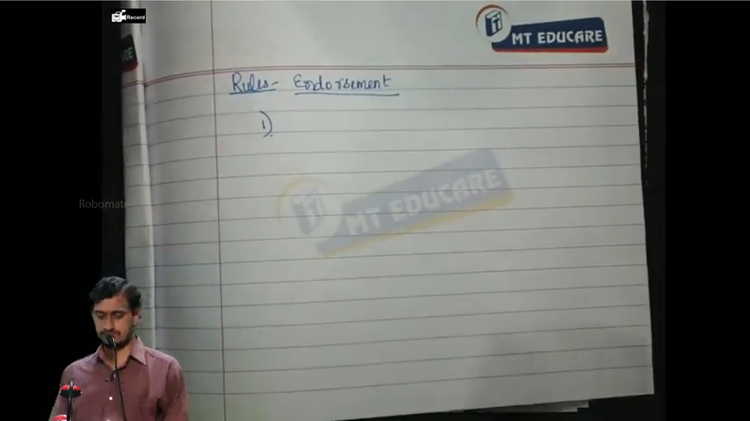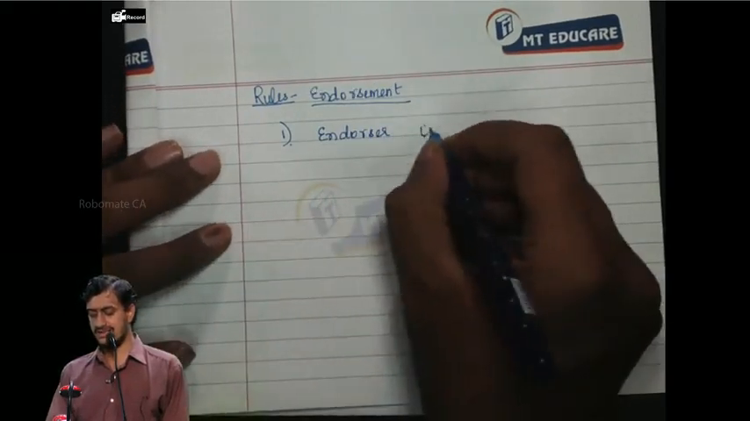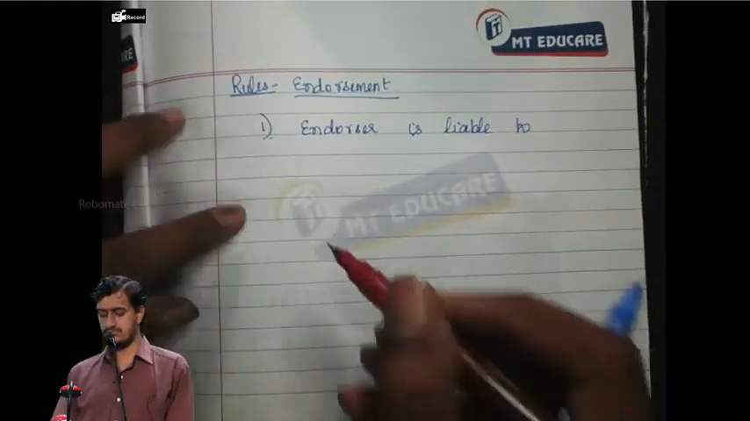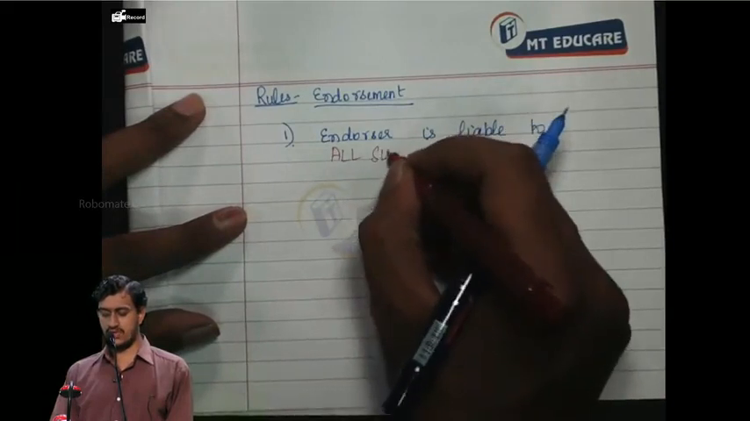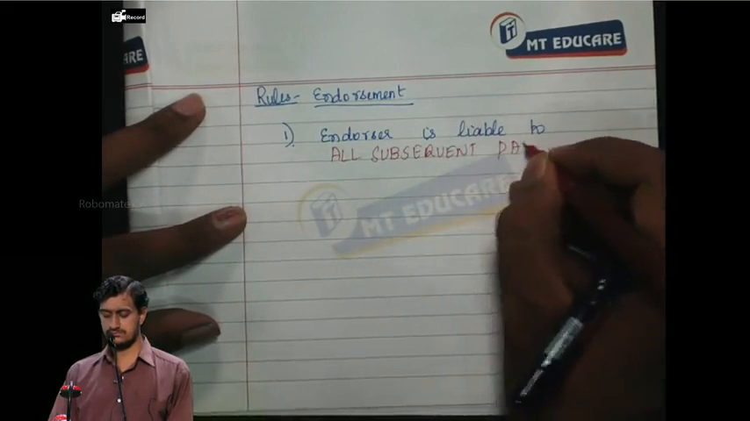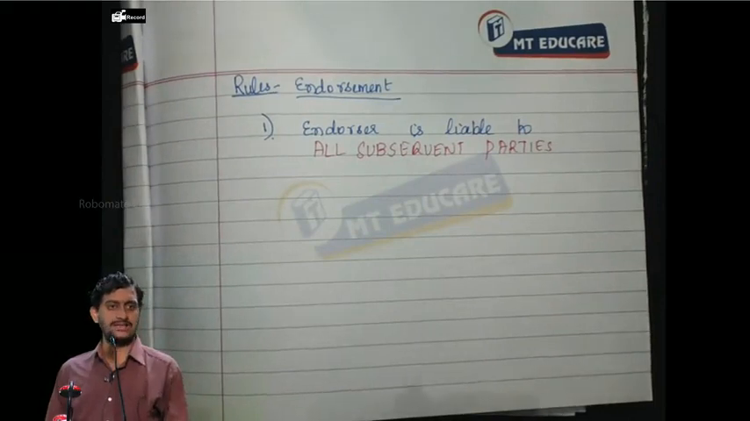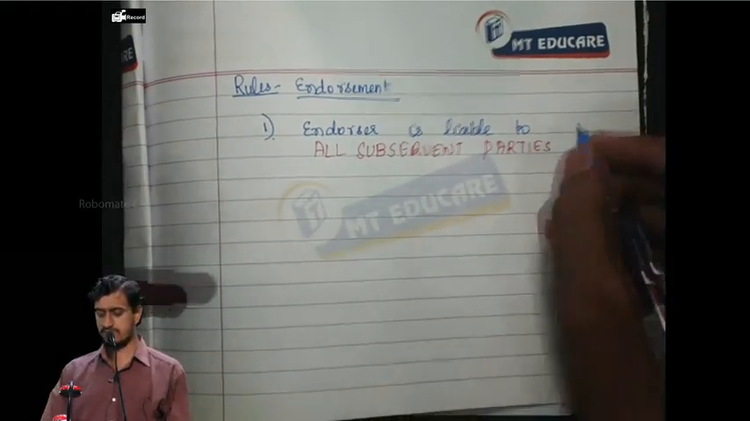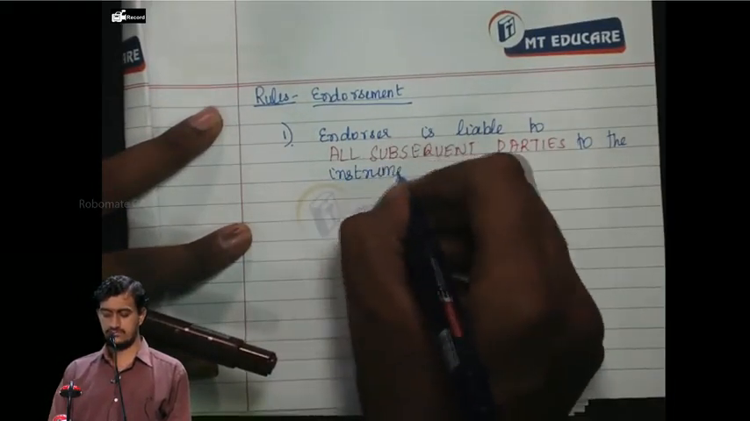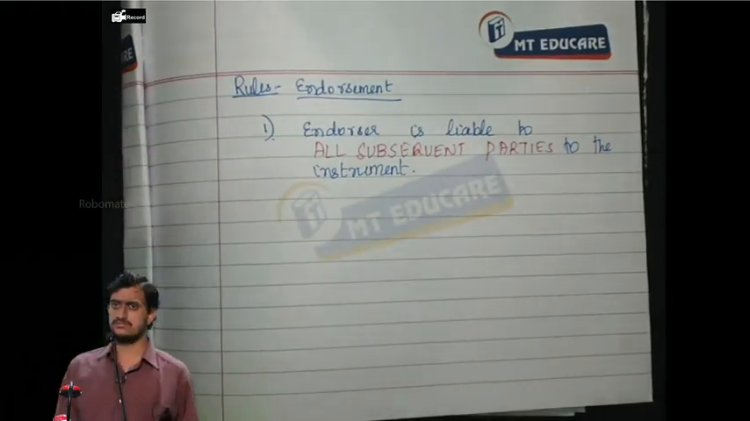Rule number 1. Endorser is liable to all subsequent parties to the instrument.